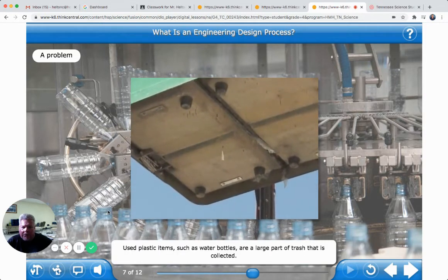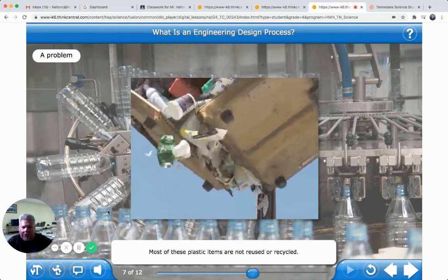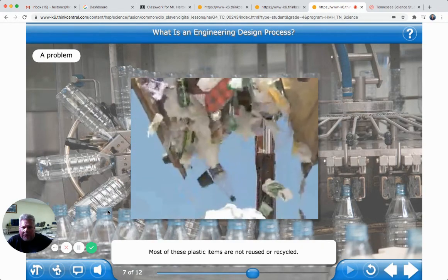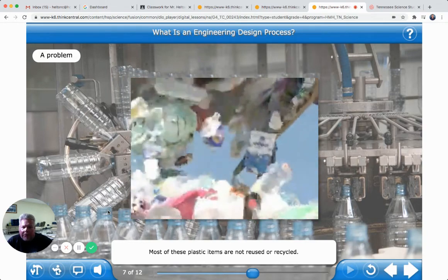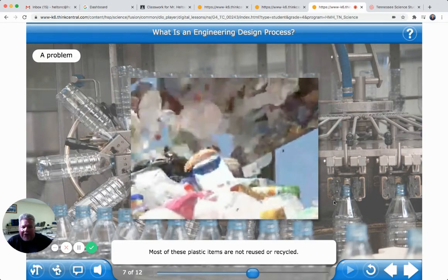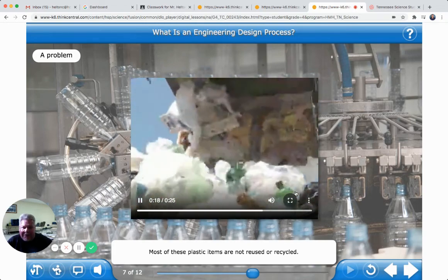Used plastic items, such as water bottles, are a large part of trash that is collected. Most of these plastic items are not reused or recycled. There's a problem. You think they're going to show us a solution? Wow, look at all that.